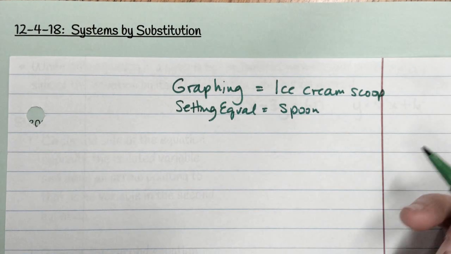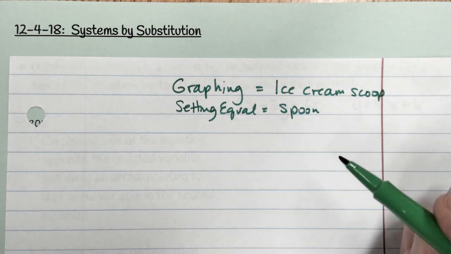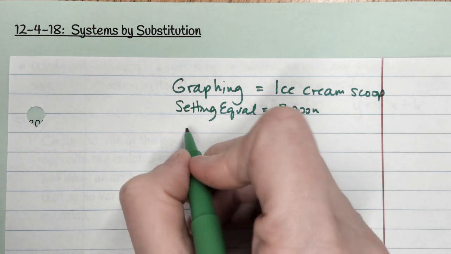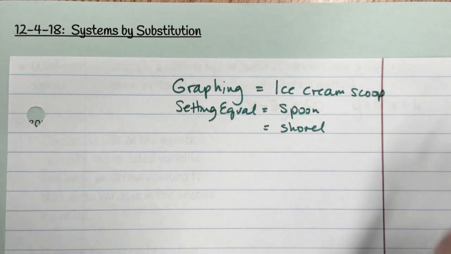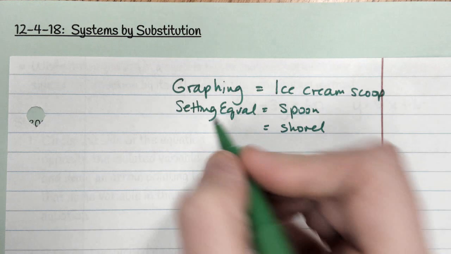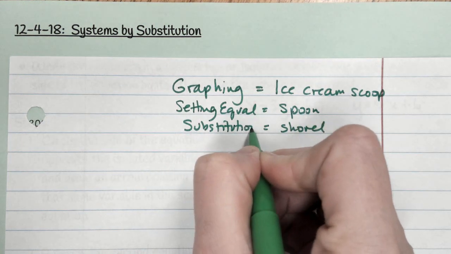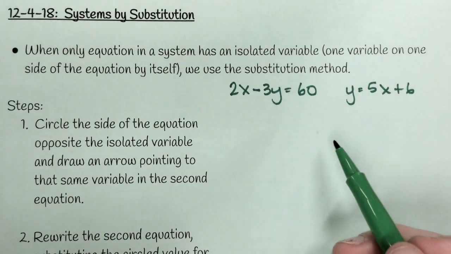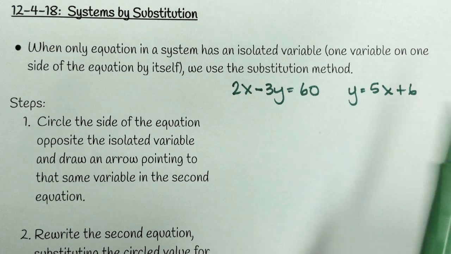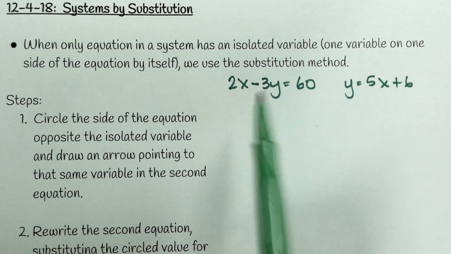Okay, now we're going to get a new tool, a completely different tool for a completely different situation. This doesn't have anything to do with ice cream. Now maybe I'm digging a hole in the backyard, okay, and now I need a shovel, so I need a different tool, okay. So the tool that I'm going to use now is called substitution, okay. I use this tool when I have one equation with an isolated variable and one equation that's not isolated, or it's a different variable.